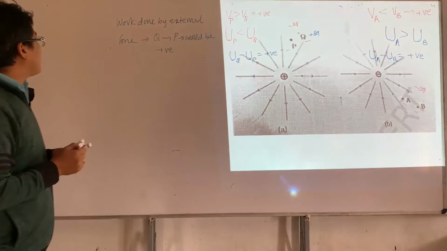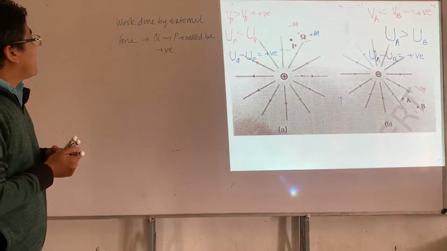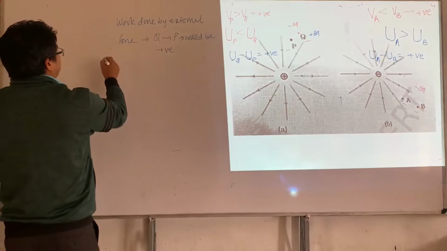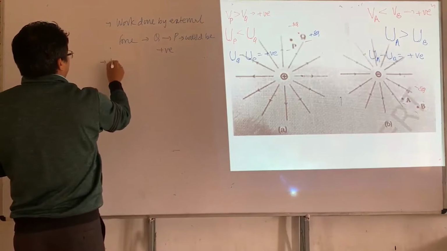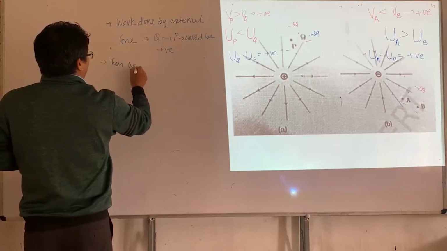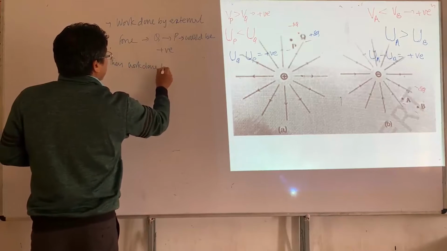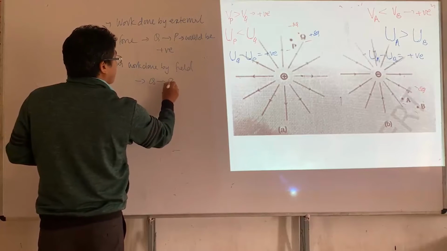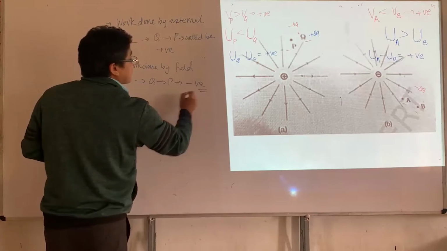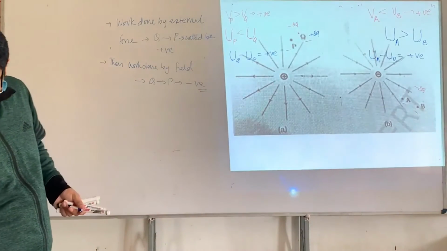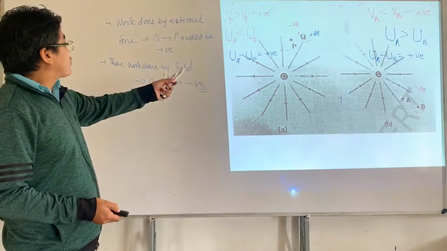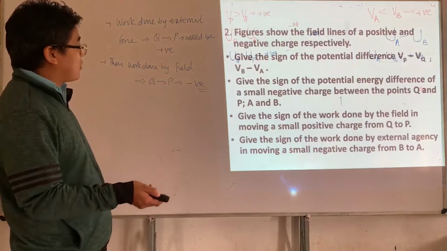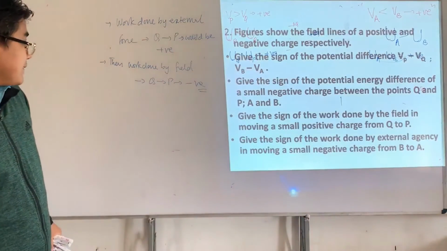If the work done by an external force from Q to P to bring a small positive charge is positive, then the work done by the field from Q to P is going to be negative. Answer is negative. Why? Because if the work done by the external force is positive, then the field has to do negative work. Force and displacement are in opposite directions, right?